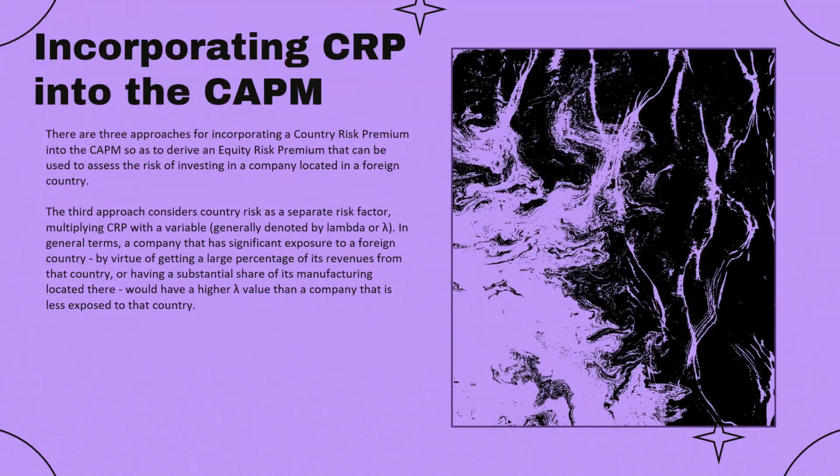And finally, the third approach considers the country risk as a separate risk factor, multiplying CRP with a variable, generally denoted by lambda. In general terms, the company that has significant exposure to a foreign country by virtue of getting a large percentage of its revenues from that country or having a substantial share of its manufacturing located there would have a higher lambda value than a company that is less exposed to that country.